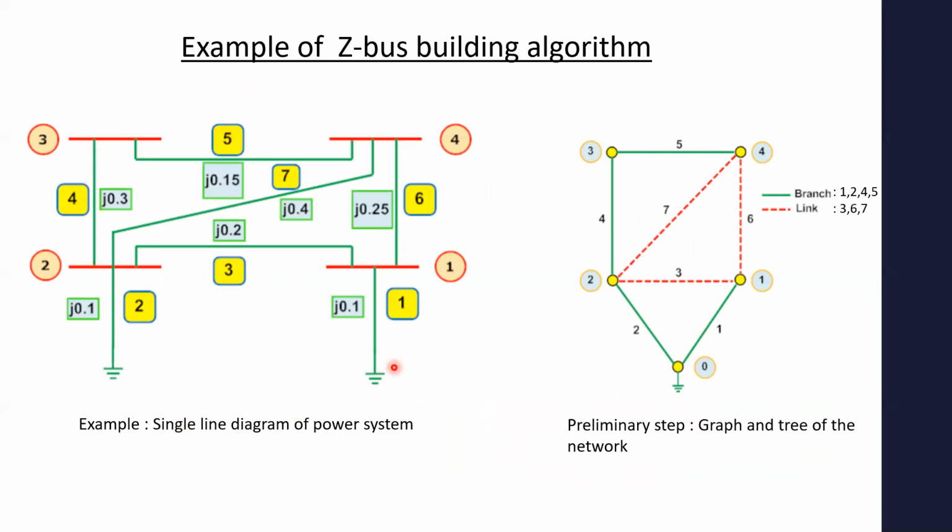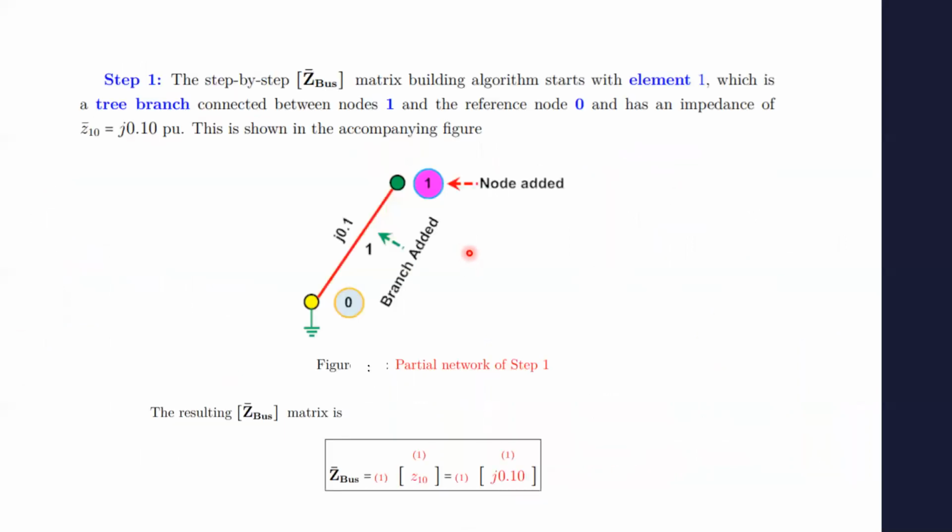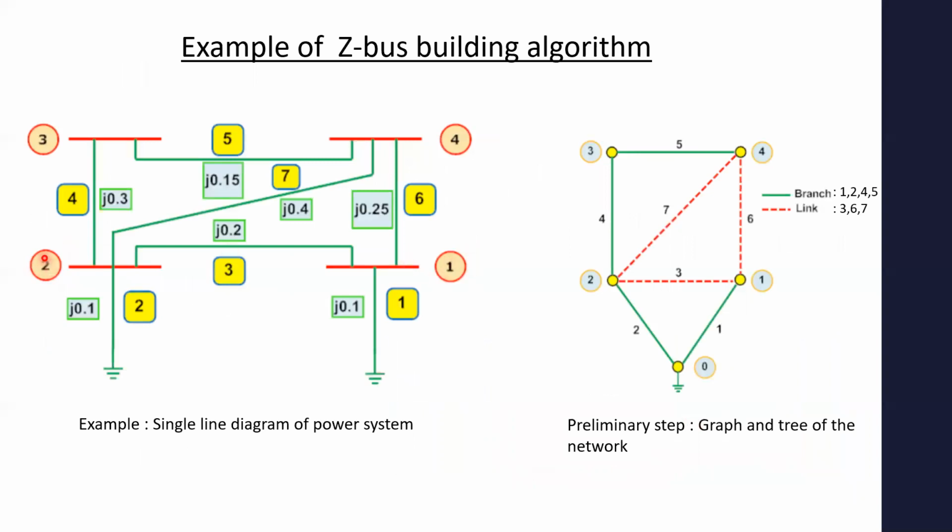So this is a single line diagram of a power system that we have been given initially, which consists of 4 nodes. Node number 1, node 2, node 3, and node 4. These 4 nodes are interconnected with 7 branches and links within each other. This is the reference node 0, and these are all the impedances. Now this can be represented as a graph or tree of the network, which is easier in interpretation. So from the reference node, we have the first branch to the first node, then the second node, third node, fourth node, and all these branches are named. Total 7 branches or links are present.